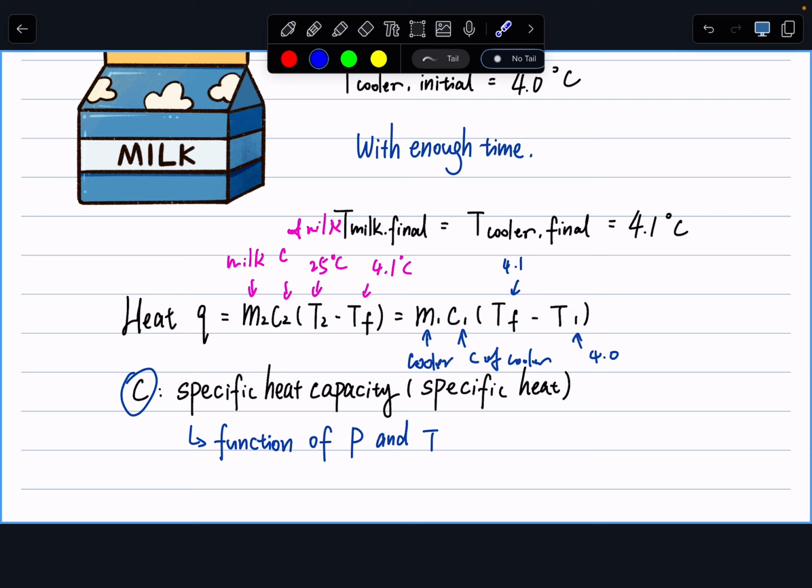I was just wondering, it's titled specific heat capacity, but is it specific in terms of the environment it's put in? Because let's say we put the milk in the freezer, then its capacity would change.